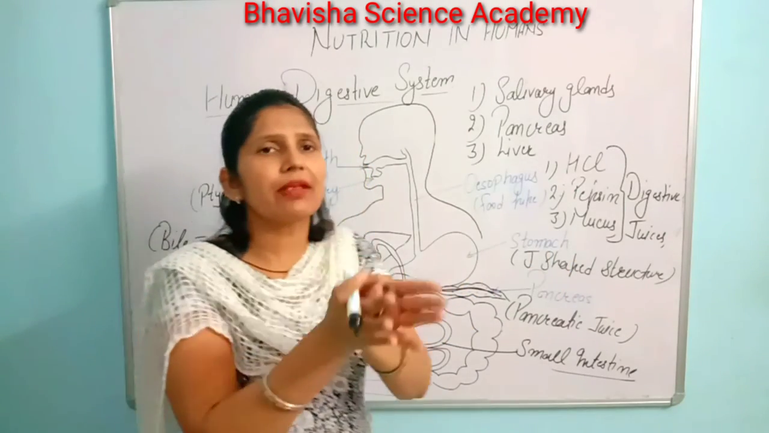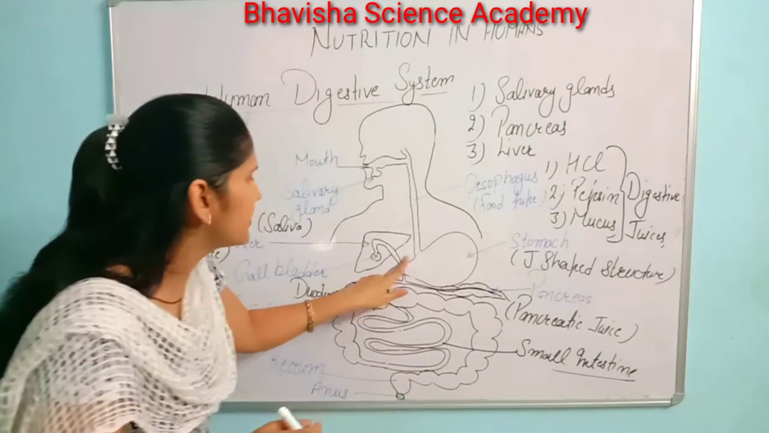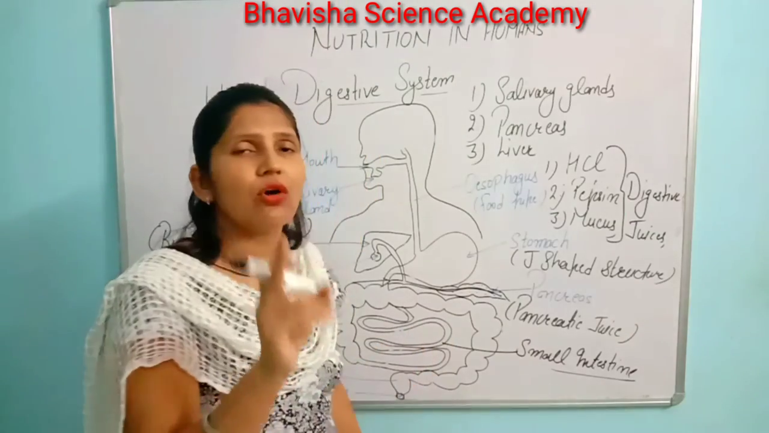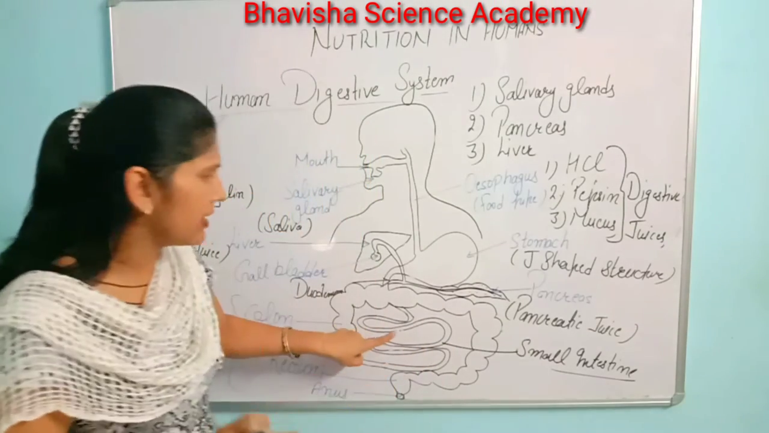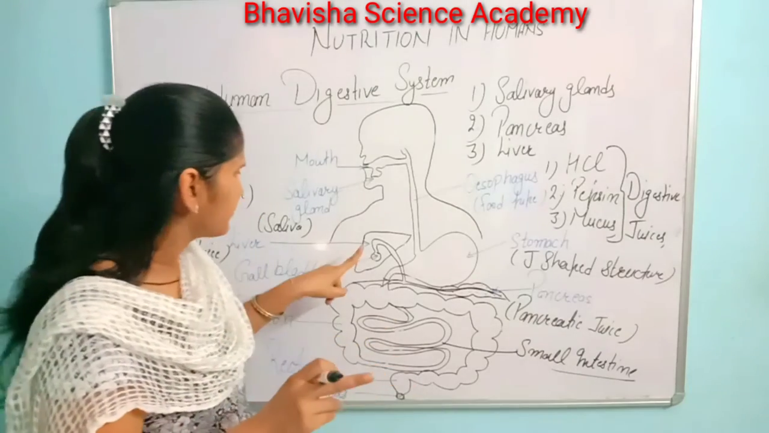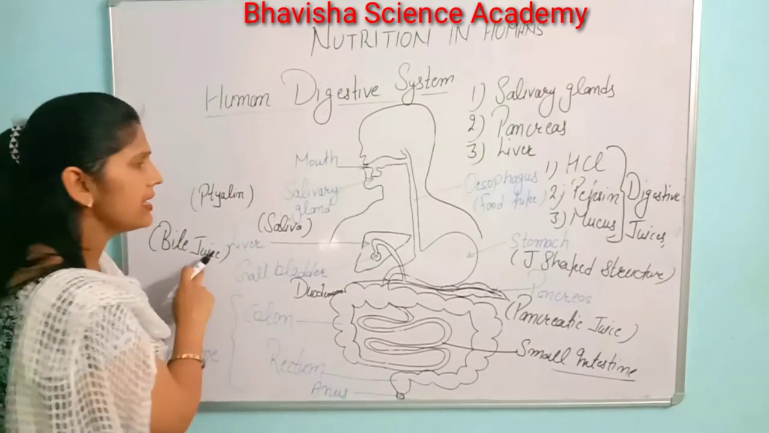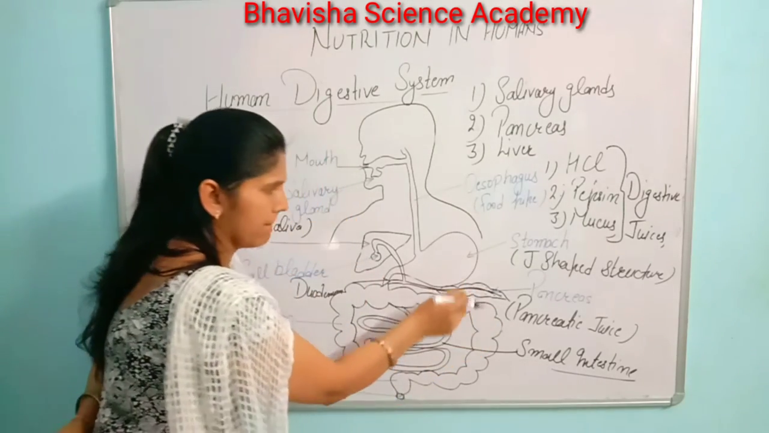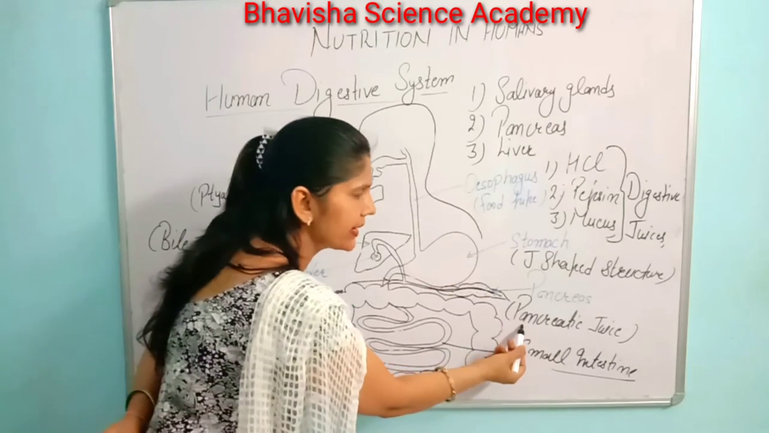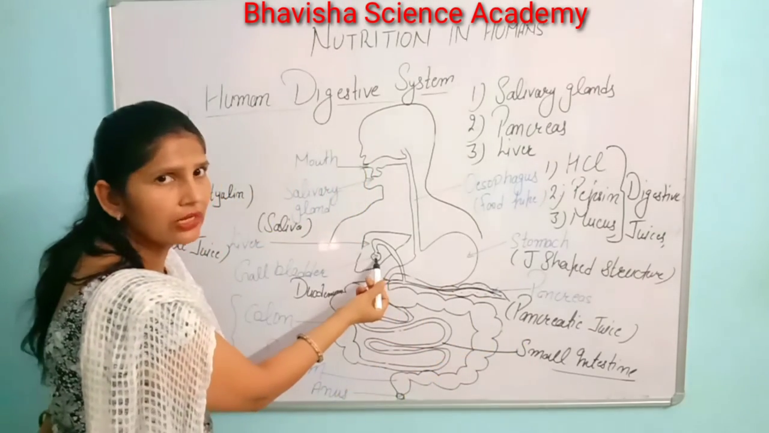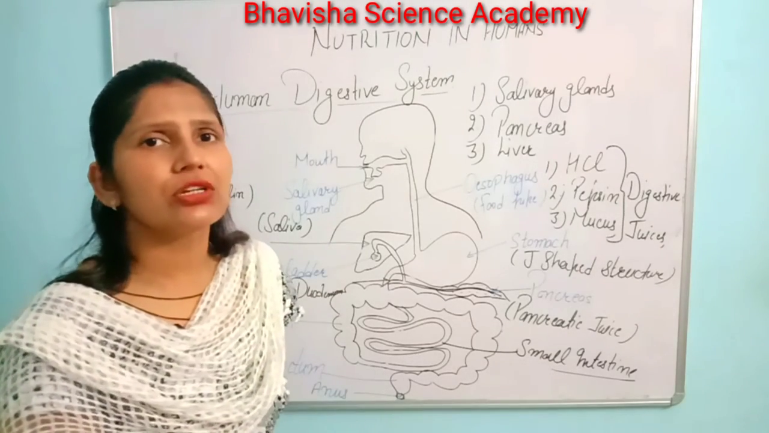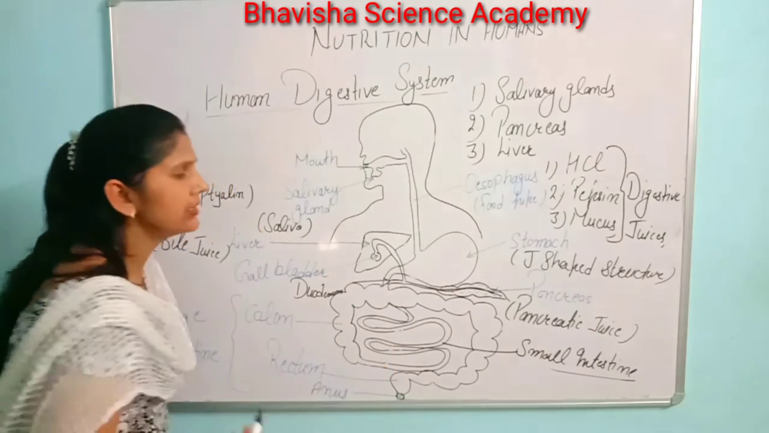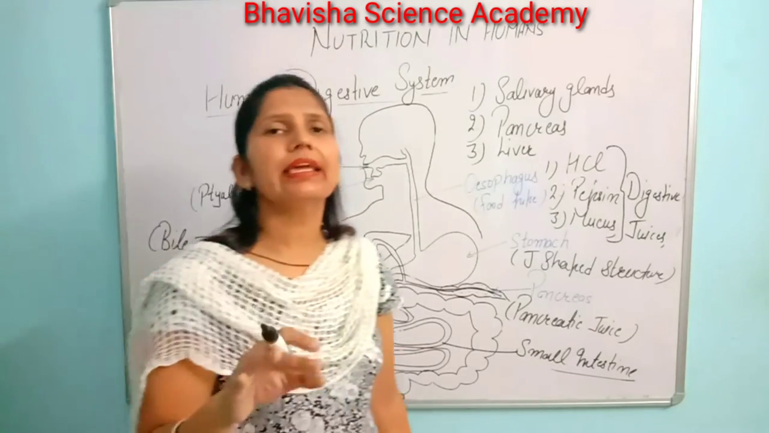When there is a semi-solid paste of food, it will be passed to the small intestine. The small intestine is the site of complete digestion of food. When food requires digestion, the liver secretes the bile juice that is temporarily stored in the gallbladder. The pancreas beneath the stomach secretes the pancreatic juice that is also temporarily stored. Whenever we need digestion of food, these secretions pass into the small intestine and the food is completely digested.